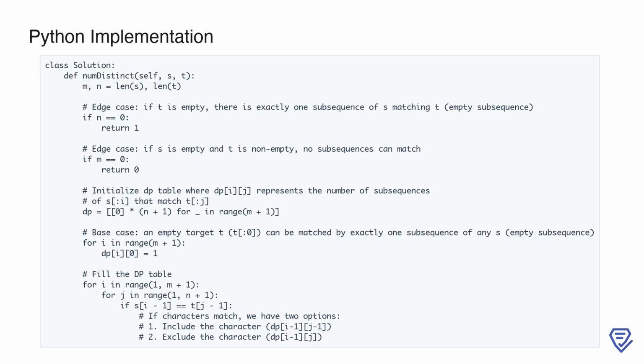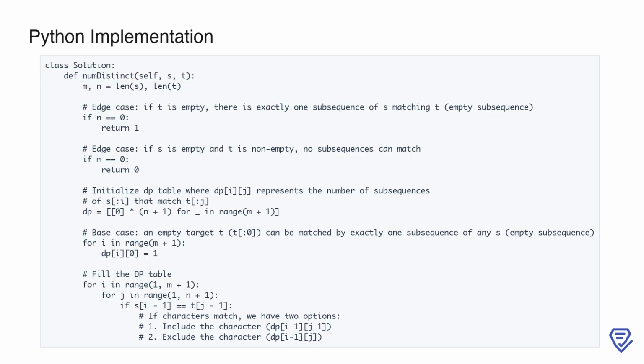Here, we start by defining a class called Solution and a method numDistinct that takes two strings, S and T, as input. The lengths of these strings are stored in M and N, respectively. Next, we address two important edge cases. If the target string T is empty, there is exactly one subsequence of S matching T, which is the empty subsequence, so we return 1. On the other hand, if S is empty and T is non-empty, then no subsequences can match, and we return 0.